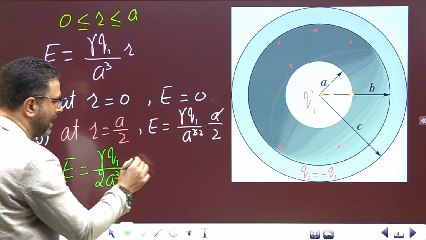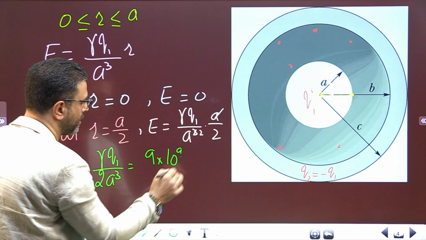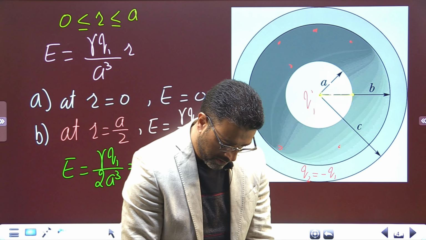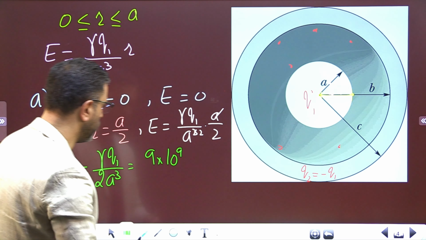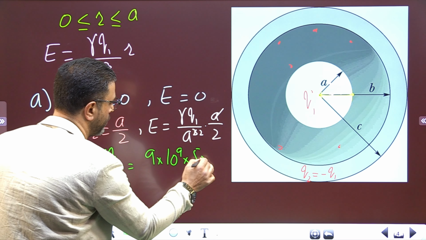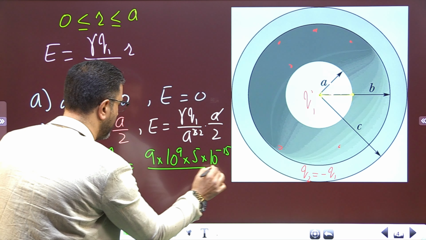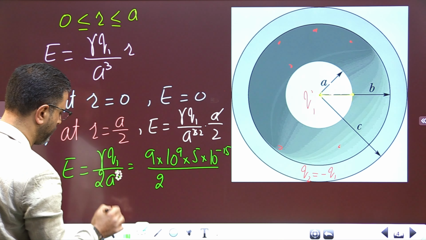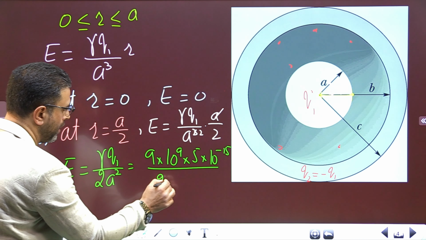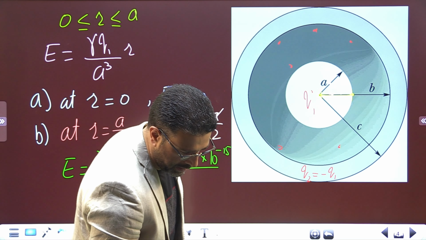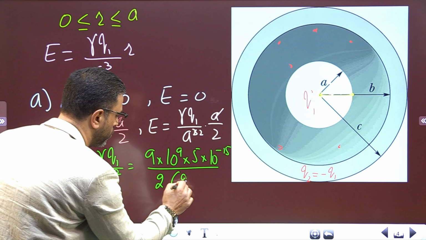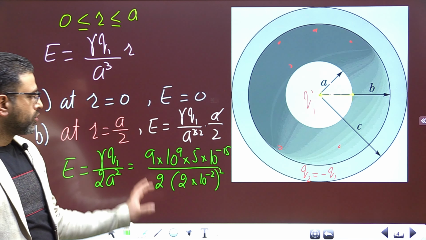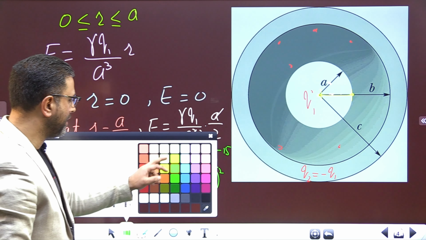So let's substitute the values. Gamma, the electrostatic constant, is 9 into 10 to the power 9 in the SI system. Q1 is given, that's 5 femtocoulomb, so 5 into 10 to the power minus 15, divided by 2 into a. This is a square, not a cube. Twice a squared. A is given, that is 2 centimeters, so 2 into 10 to the power minus 2 meters, with this square there. So this is what we have to work out. I have already done that.